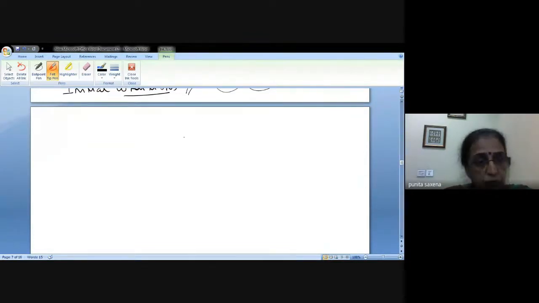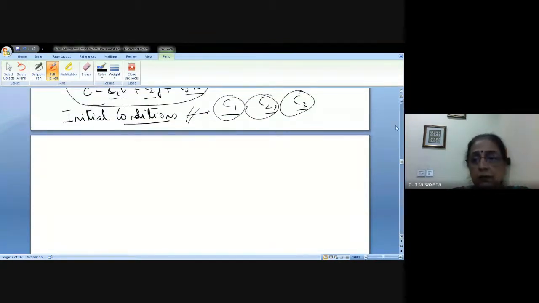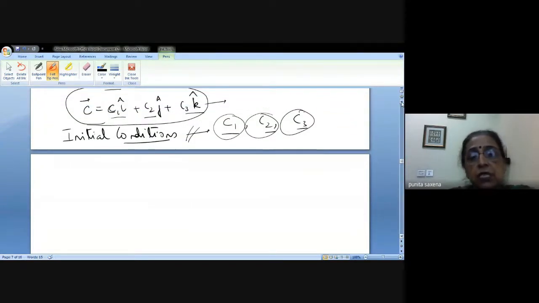I'll repeat. As I was saying, the conditions under which we have to find the values of the constants C1, C2, C3 are called the initial conditions.